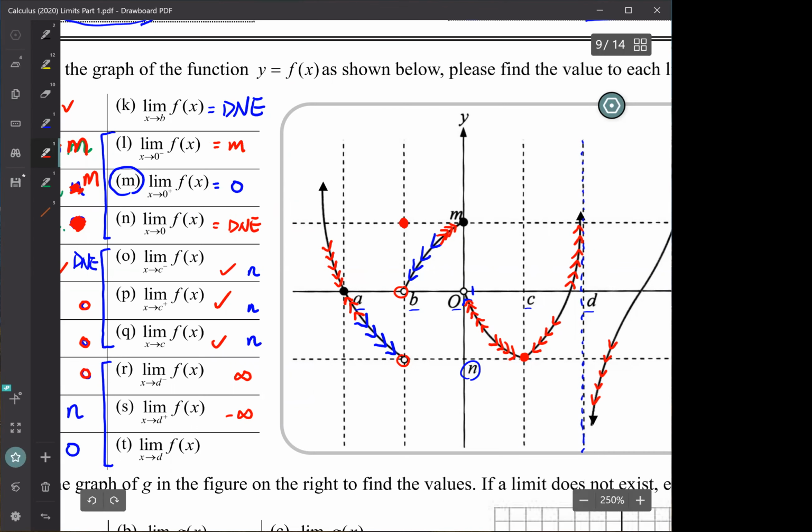Now for question T, we are trying to see if left and right side match. Do they match? No. Yeah, so this one you have to write DNE. You cannot write infinity for this one. Okay, do we have questions here?